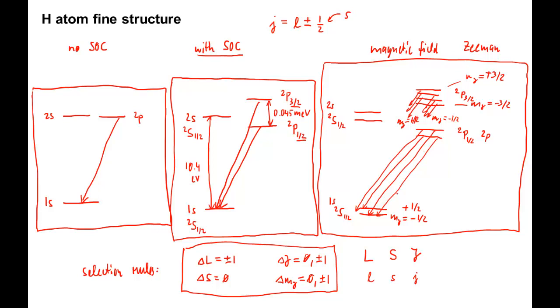In summary, we have seen that spin-orbit coupling leads to a splitting of the 2p states into 2 groups, one with J equals 1/2 and one with J equals 3/2. The s states are unaffected. In a magnetic field, all levels split, and all degeneracies are removed. We also saw the selection rule, which has requirements for all 4 angular momentum quantum numbers, L, S, J, and MJ.